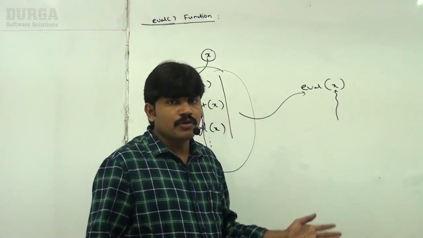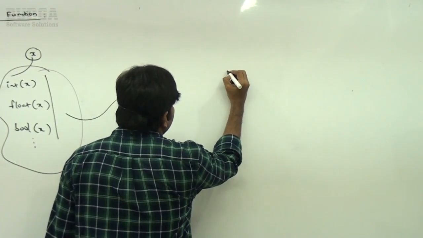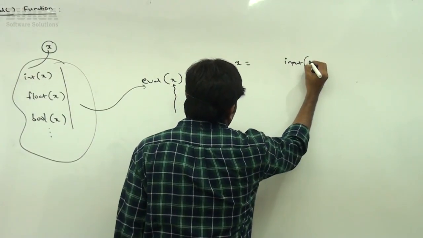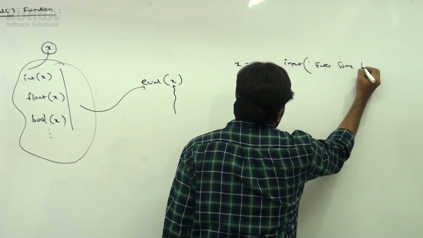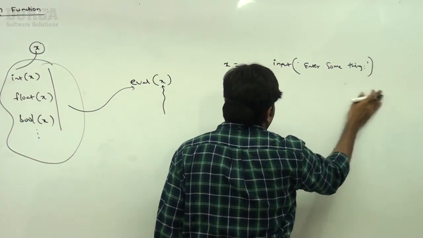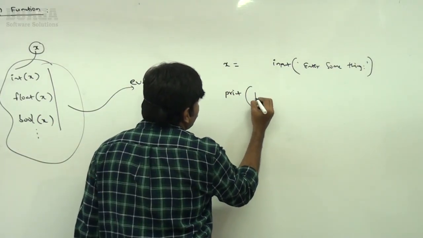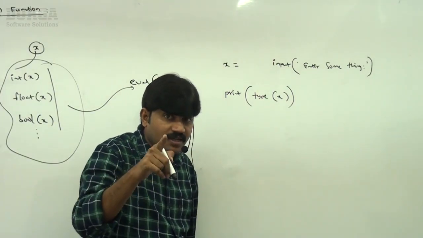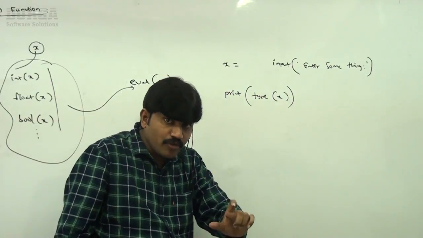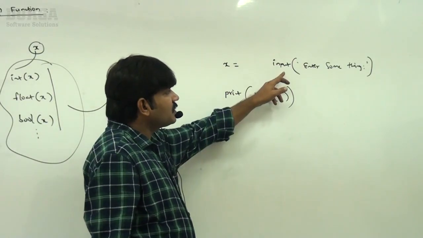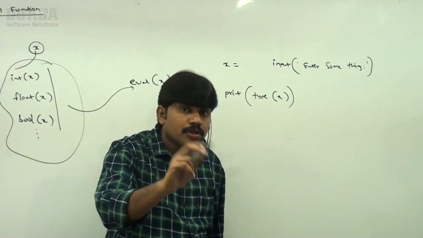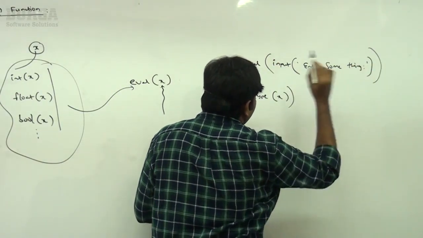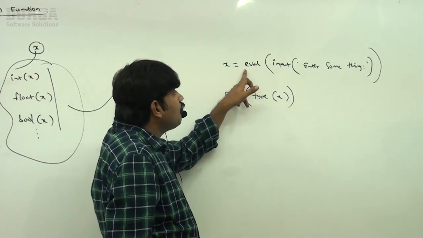Sir, how can you use it? Very simple. Assume x is equal to input of enter something. Now print type of x. Can you please confirm the type of x is always what type? str type, because the input function always returns a string only. But based on your provided value, I want to convert into the corresponding type automatically. Then what do I have to take? Eval. Instead of int, float, bool, I am just using eval.